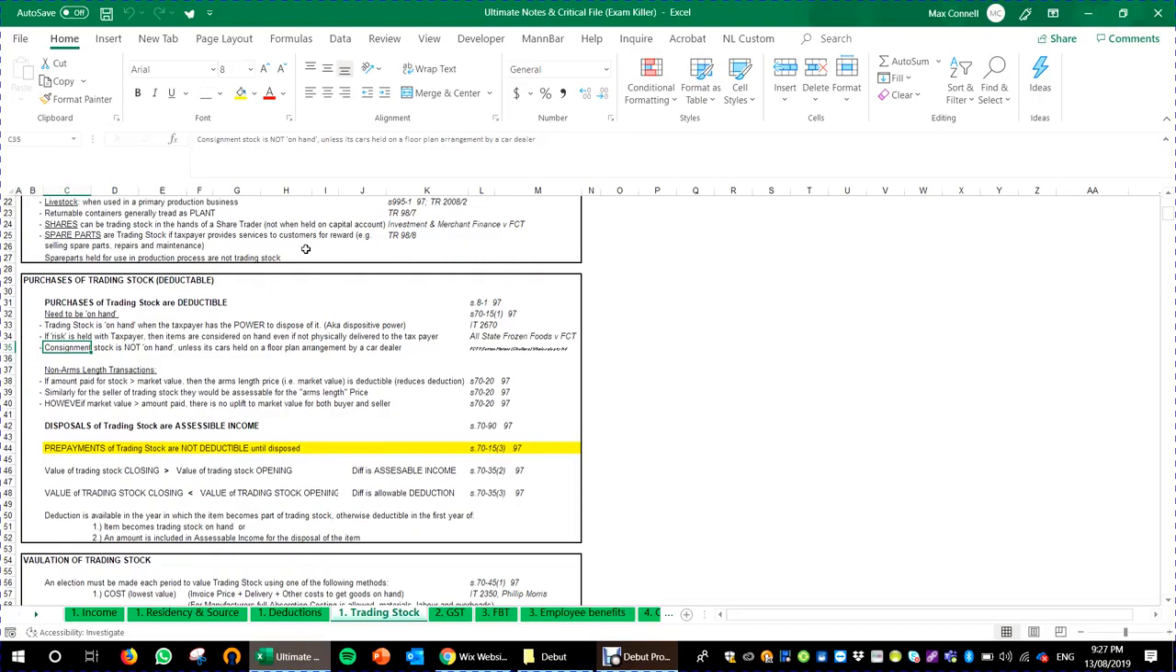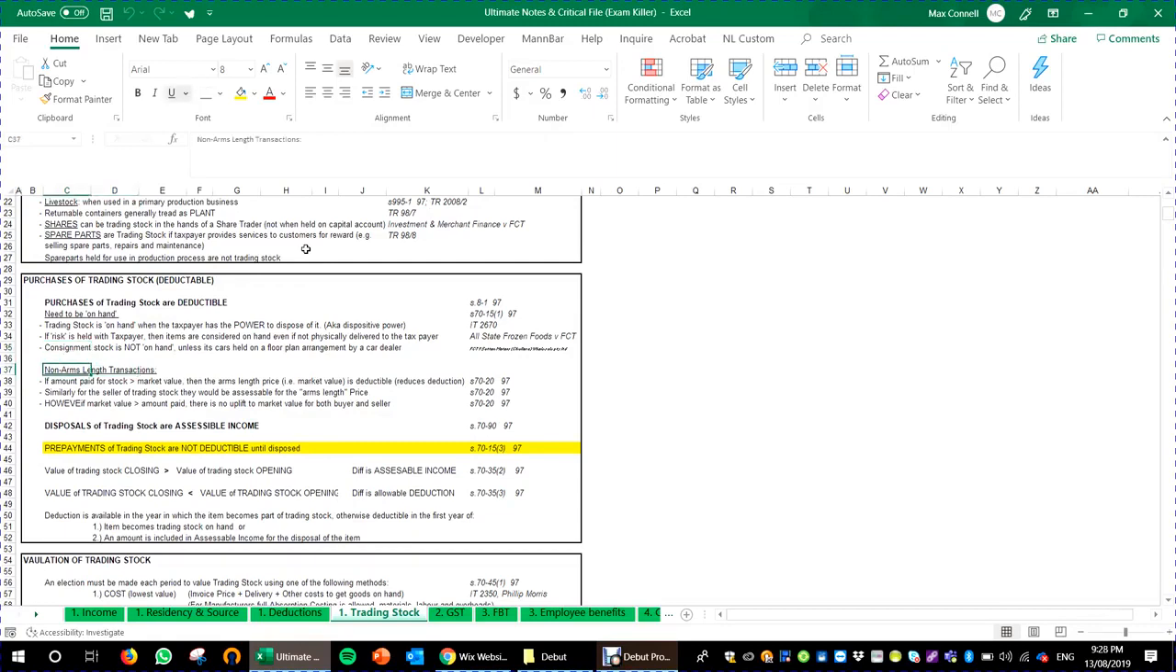So consignment stock is not on hand unless it's cars on a floor plan arrangement by a car dealer. So for example, manufacturers often give away stock because it's quite competitive on their side. They'll give stock to sellers and they don't actually charge them for the cost of purchasing the stock until they've actually sold it. So they retain ownership of the stock right until the last minute. In this case, the stock is not on hand and the purchaser cannot claim a deduction for it until they've actually sold the goods and they've actually transferred ownership at that stage.